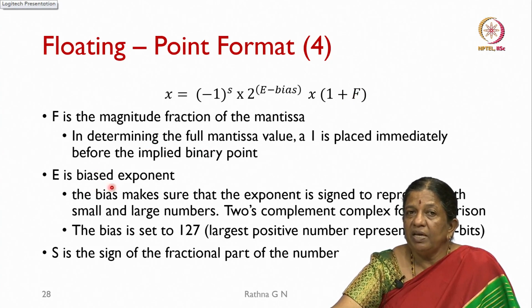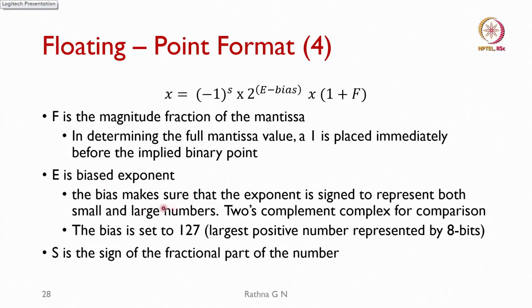E is the biased exponent. The bias makes sure that the exponent is unsigned while representing both small and large numbers, since 2's complement is complex for comparison. The bias is set to 127, the largest positive number represented by 8 bits, which is equivalent to 2 power 8 minus 1, roughly. S is the sign of the fractional part of the number.